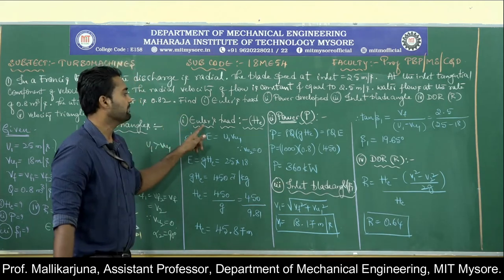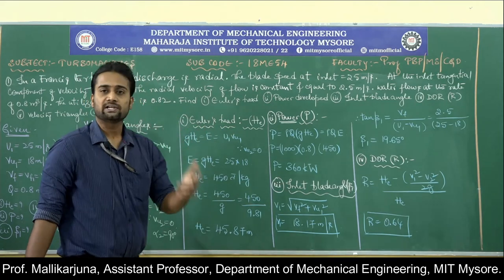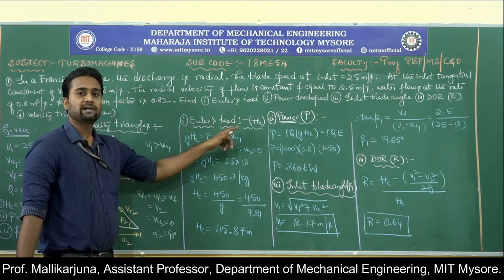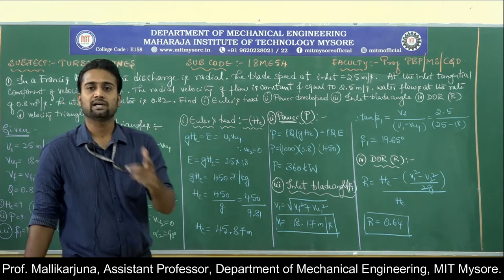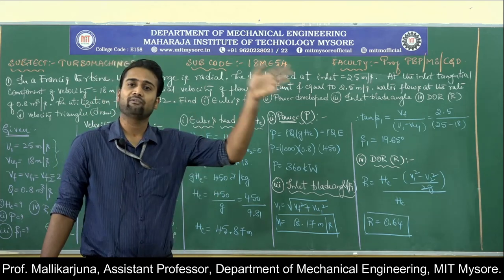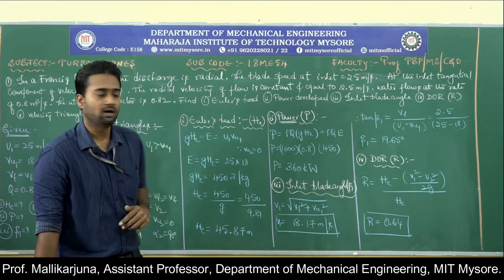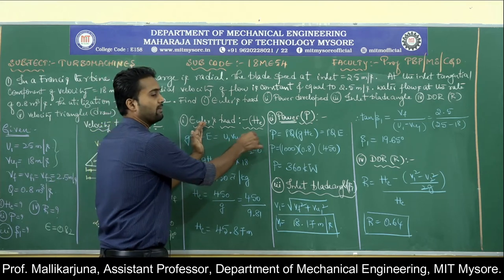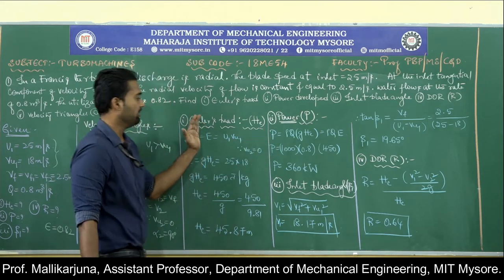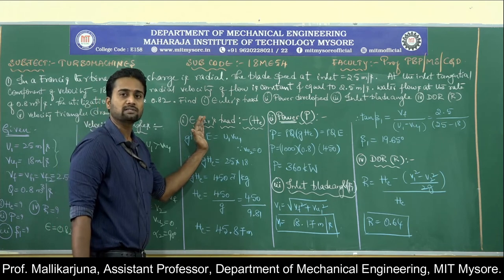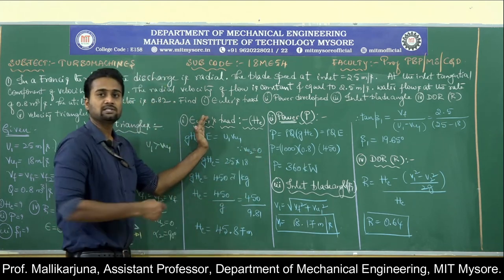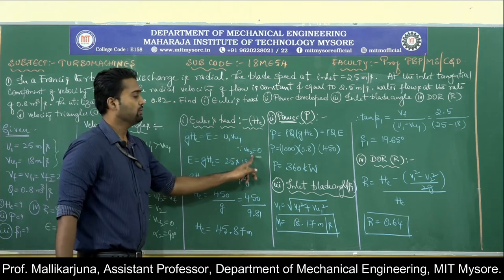The very first unknown is Euler's head. You can pronounce it as Euler's head also. This Euler's head has to be calculated with the help of Euler's equation, which we derived at the very initial stage itself. Euler's equation was E is equal to U1 VU1 plus or minus U2 VU2. You can remember that. E is equal to U1 VU1 plus or minus U2 VU2. We know VU2 is equal to 0 since the discharge is radial. So VU2 goes off.